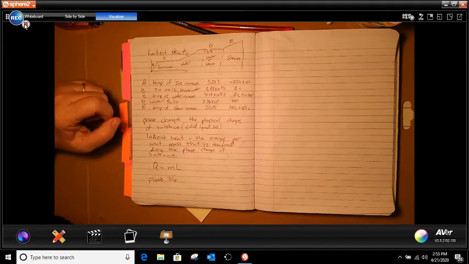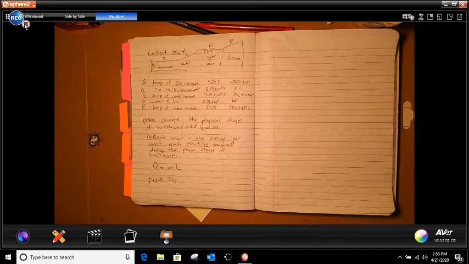A phase change is a physical change from a solid, liquid, or gas to another state. Latent heat is the energy per unit mass that is transferred during the phase change of a substance, and we have Q equals mL. There is also in the book a picture on page 320 about different substances and at what point they melt, boil, and change.